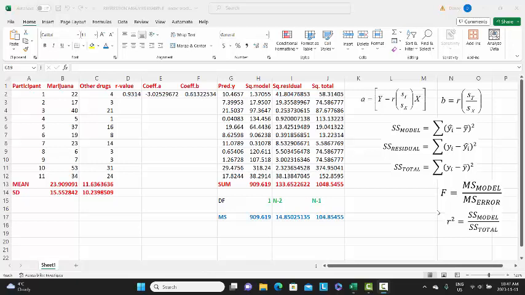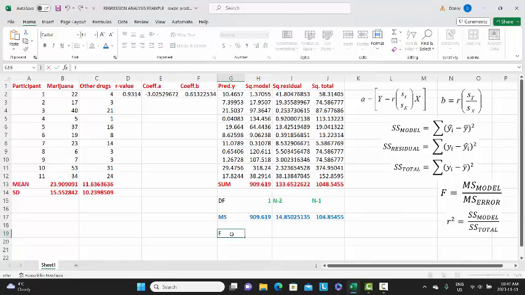In this final video, we're going to complete our analysis by computing the F value, which will indicate whether the relationship is statistically significant or not. So I'm going to type in another heading. The first thing we need to do is calculate our F value that we've often referred to as F calculated or F obtained.